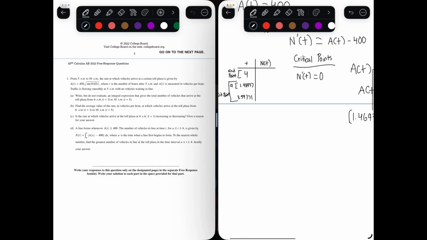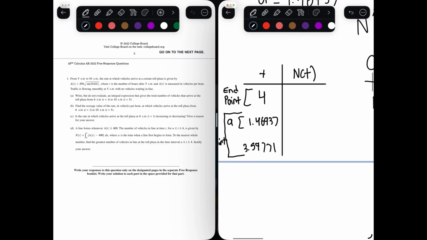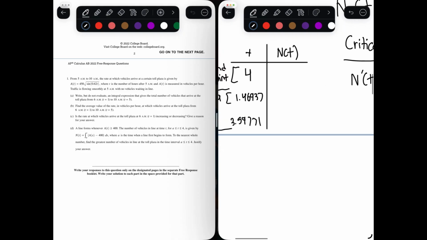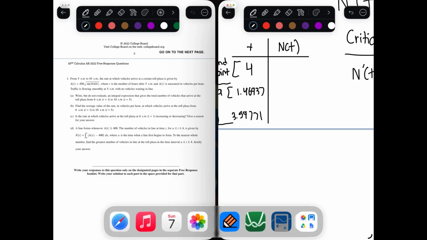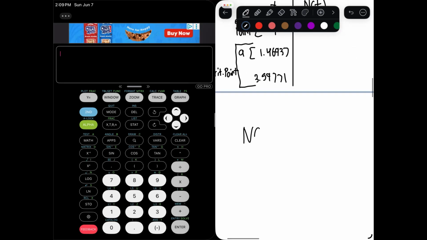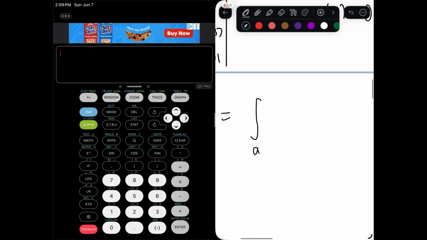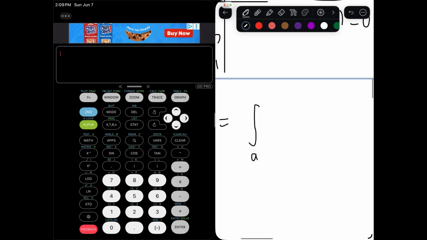So all we have to do now is plug these values of t into N of t, and this can be done using the graphing calculator. I would first put N of t here, so I don't have to keep going back to the actual question. N of t is this, the integral of A of x minus 400 dx.